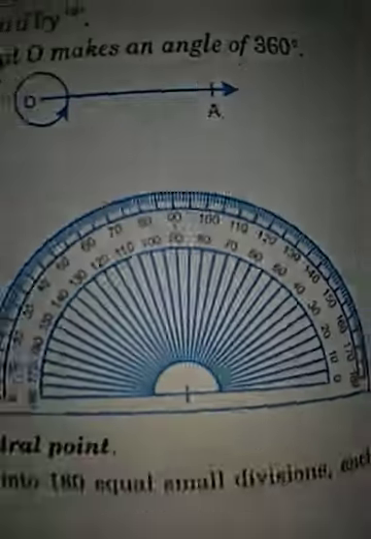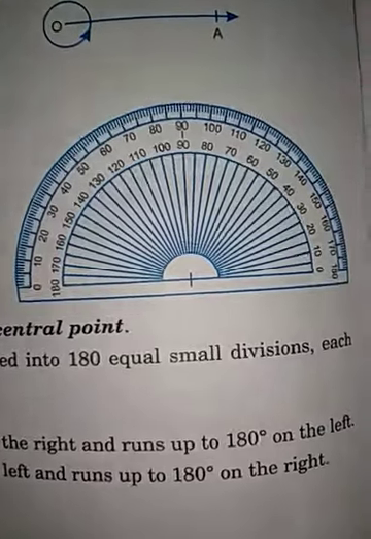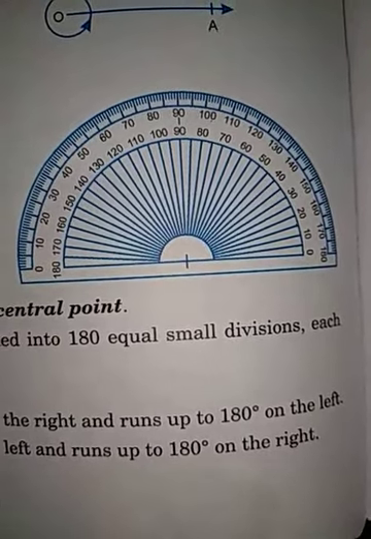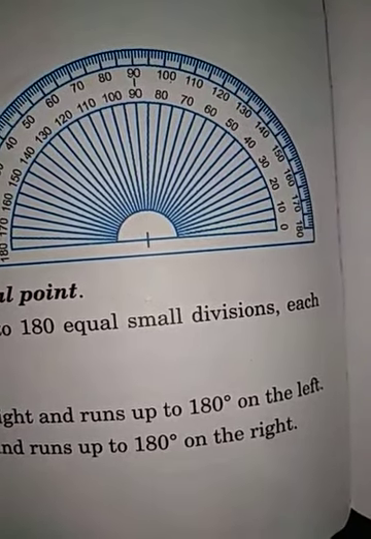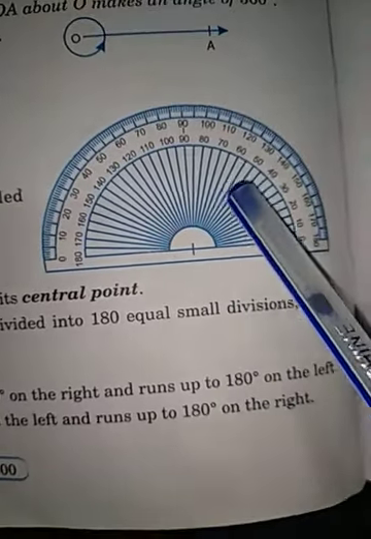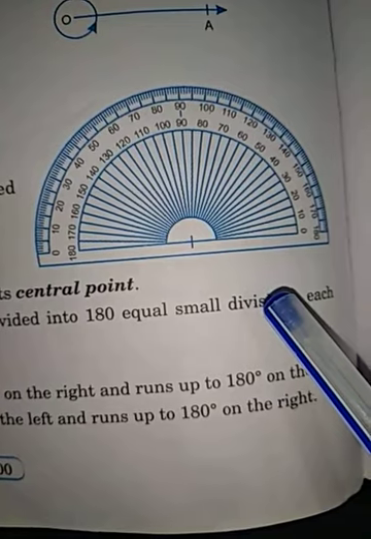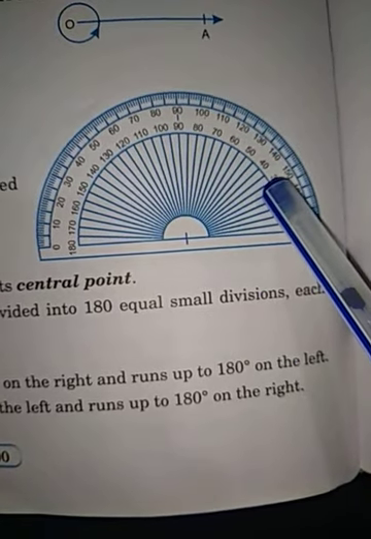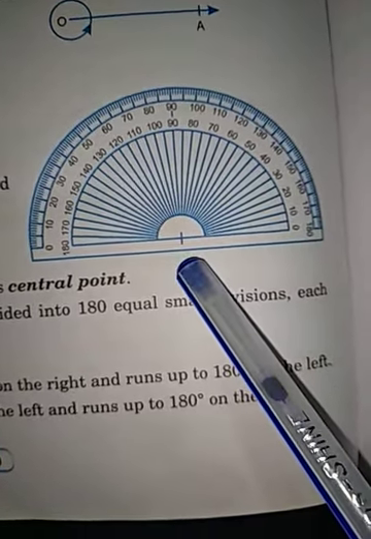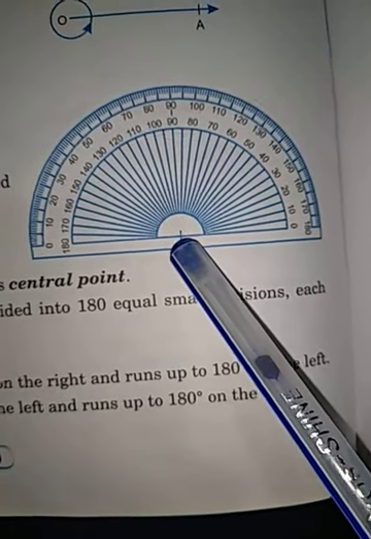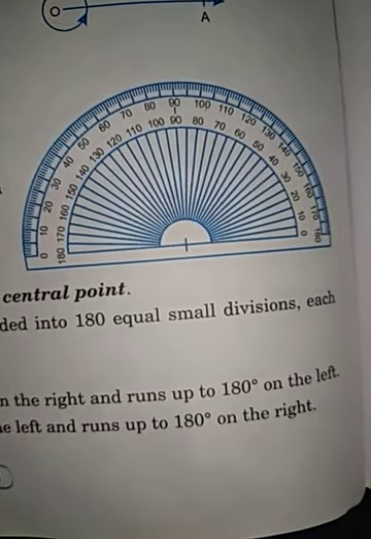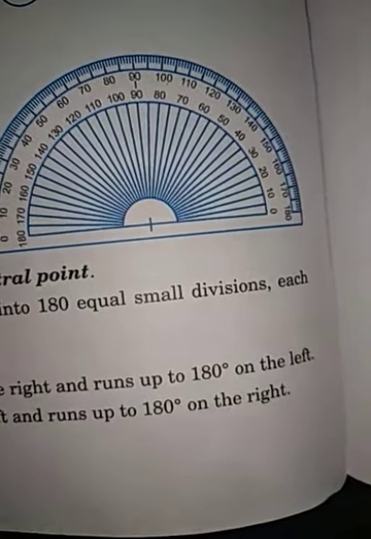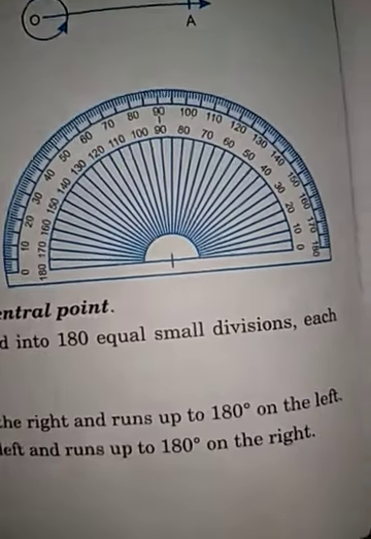Now, protractor. We measure an angle by an instrument called a protractor. A protractor is the instrument which is used to measure an angle. It is the shape of a semicircle. This is the diagram of a protractor. The midpoint of its horizontal edge is called the central point. This is the central point. The straight angle at the central point is divided into 180 equal small divisions.